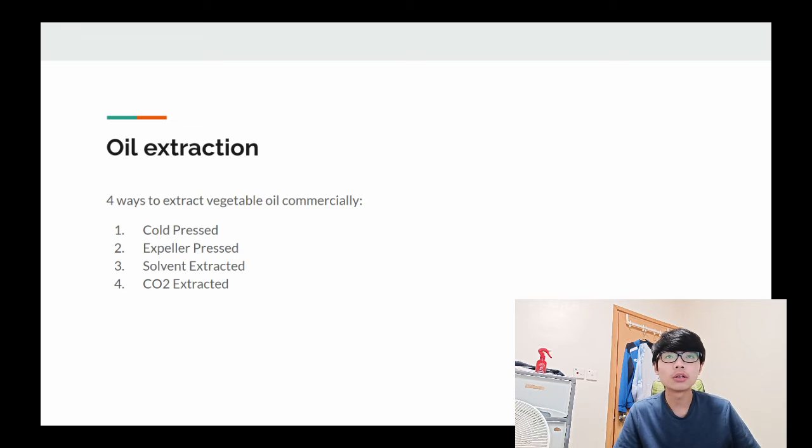Here comes the part on oil extraction. There are 4 ways to extract vegetable oil commercially. The first is cold pressed. The second is expeller pressed. The third is solvent extracted. And the fourth is carbon dioxide extracted.